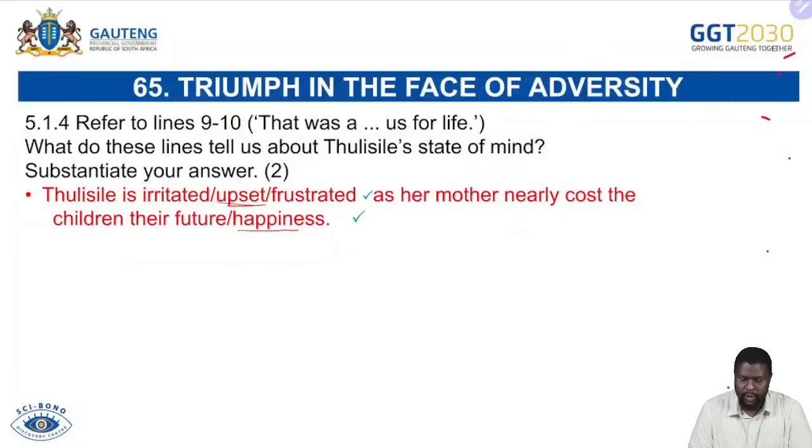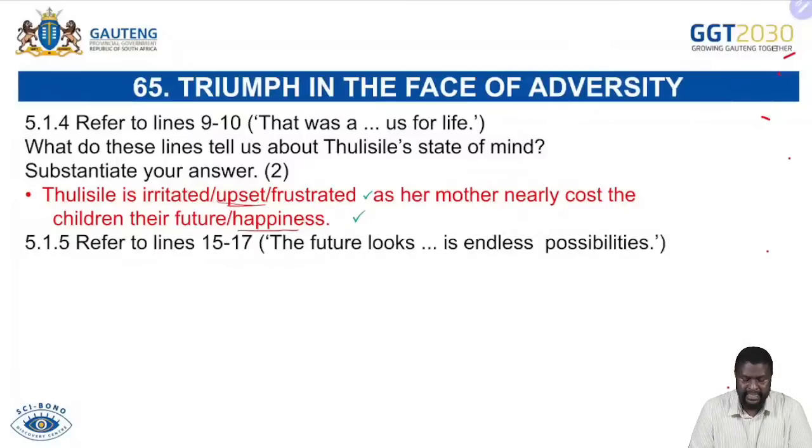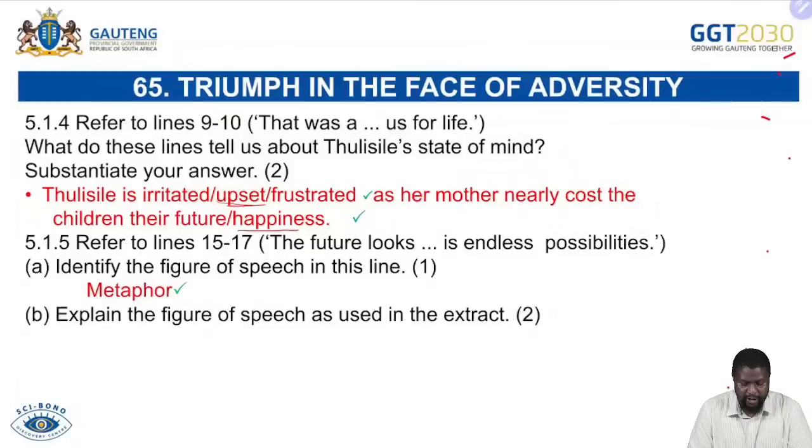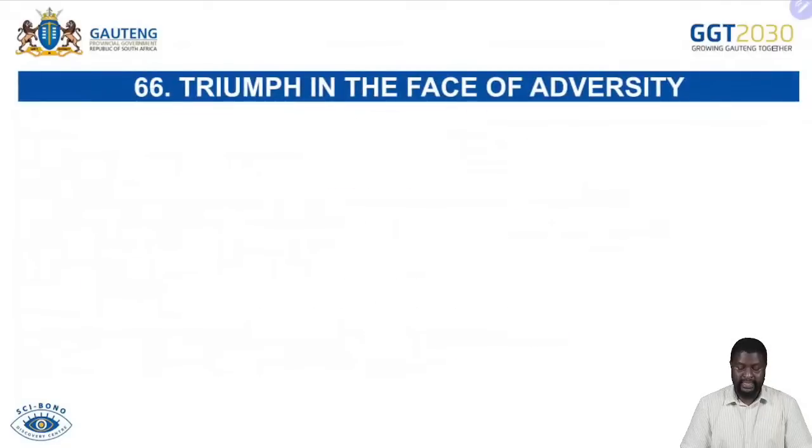The future looks endless possibilities. Identify the figure of speech here. It is a metaphor. Explain why this figure of speech is relevant in this extract, why is it used? The black cloud, which signifies the children's suffering, has been lifted to make way for a better future. So those are the 2 things that are being compared there.